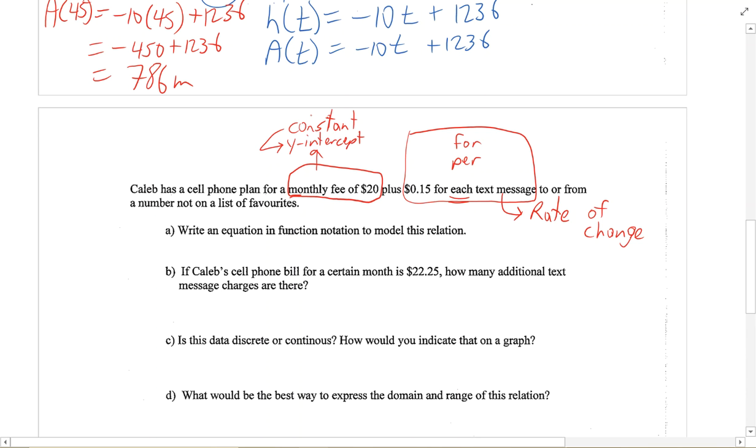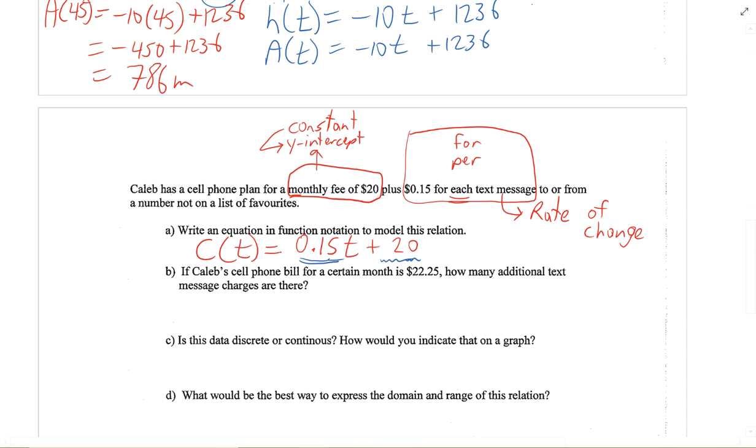So we can take the 15 cents and go right into an equation. The cost for a phone depends on the number of texts, so I'm going to use the letter T in my function notation. My rate of change is 15 cents per text, so it's 15 cents times T, plus my monthly fee, which does not change. So 0.15 is your rate of change, and your monthly fee is 20. Those are the two parts you've got to find.